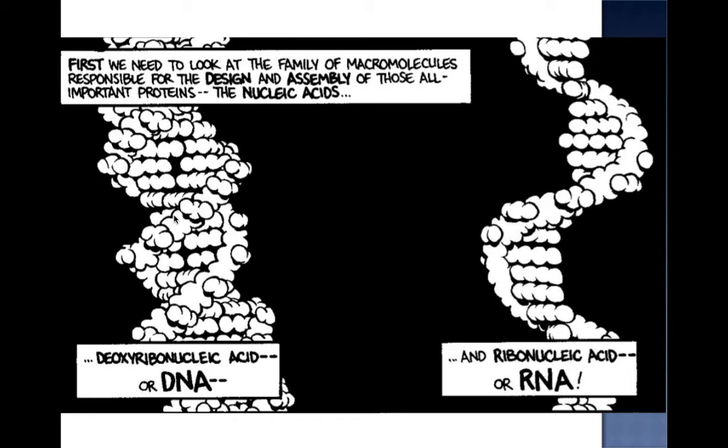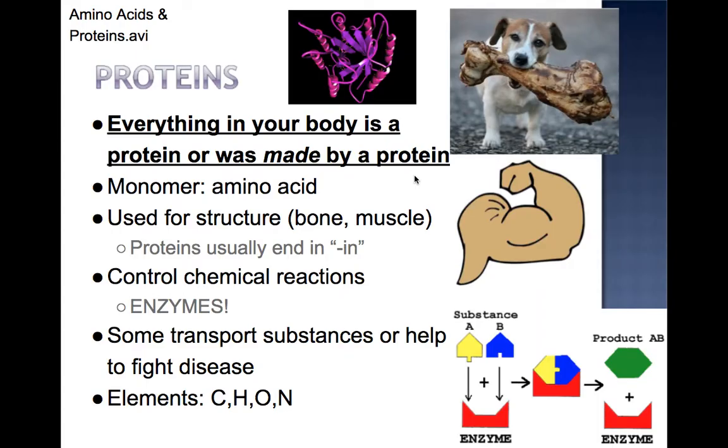And here's what it looks like in a more complex form. This is DNA, and over here to the right is RNA. And lastly, we have proteins. Proteins are going to do everything, well, I shouldn't say everything, but they facilitate a lot of the reactions in your body. The monomers of proteins are amino acids. There's 20 of those that naturally occur in your body.